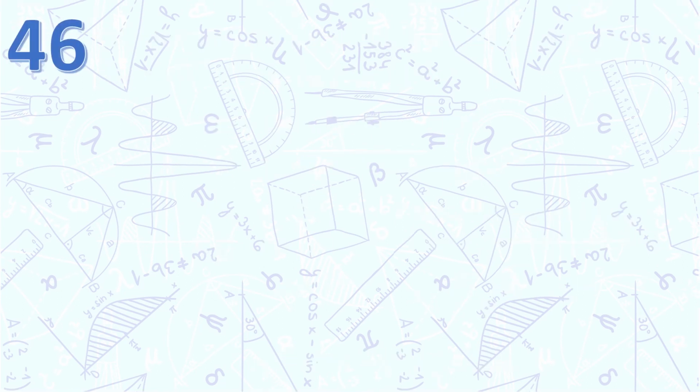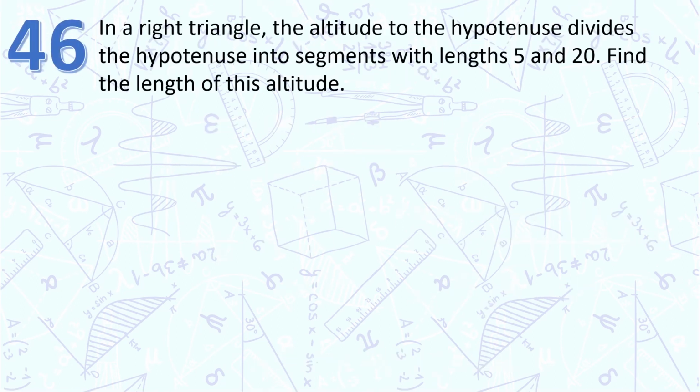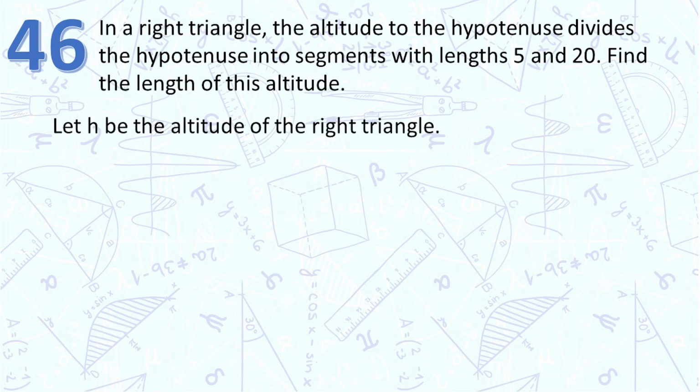In a right triangle, the altitude to the hypotenuse divides the hypotenuse into segments with lengths 5 and 20. Find the length of this altitude. In the right triangle similarity theorem, we have the relationship between the altitude of the right triangle and the segments into which the hypotenuse was divided.